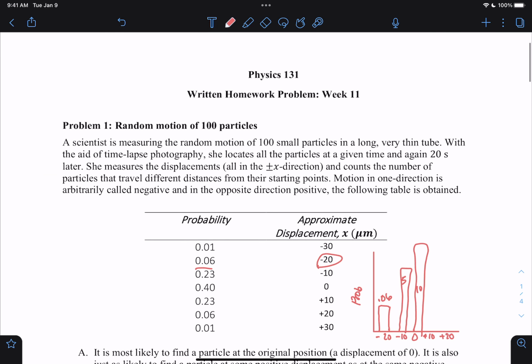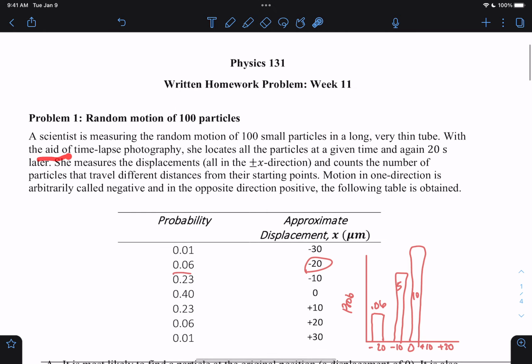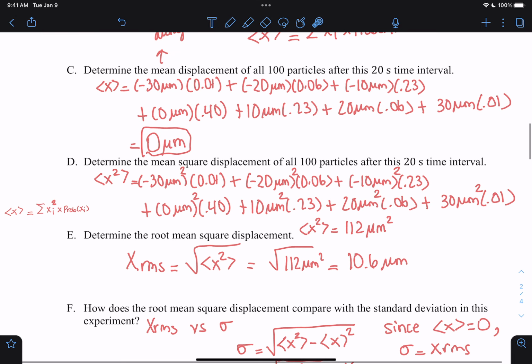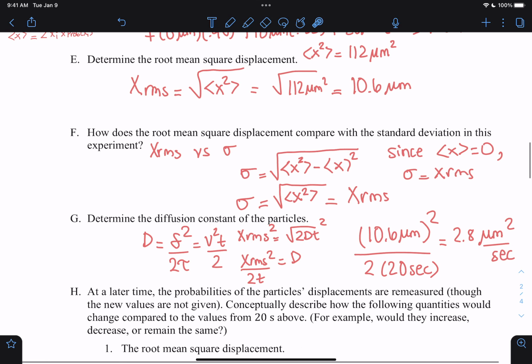Because earlier in the problem, they said with the aid of time-lapse photography, she locates all the particles at a given time, and again 20 seconds later. So they had 20 seconds to move. Yeah, go ahead.